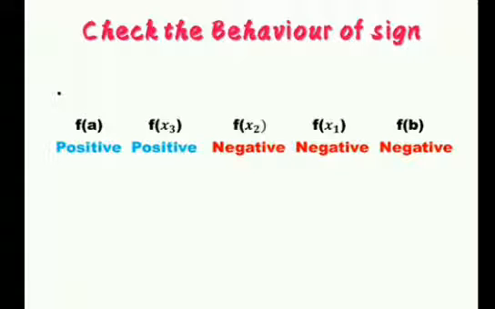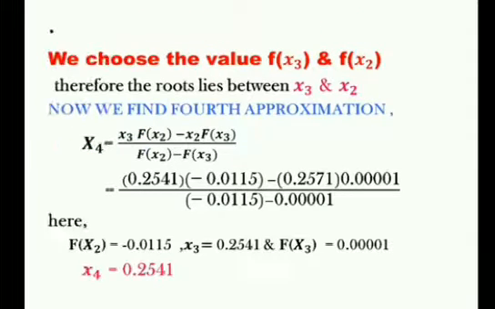So f of a is neglected, not taken. Then f of x3 is positive and it moves toward the right-hand side, where f of x2 is negative. It is a different behavior. So we choose f of x3 and f of x2. Therefore, the root lies between x3 and x2.